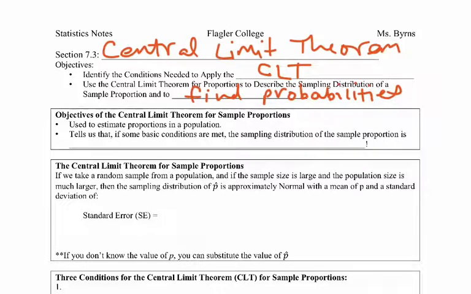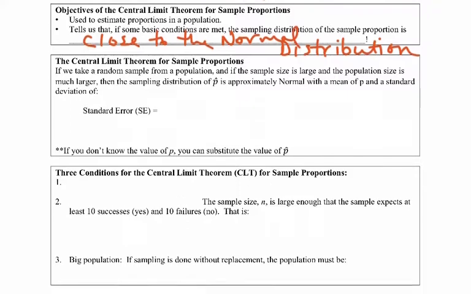If some basic conditions are met, the sampling distribution of the sample proportion is close to the normal distribution. So if you'll remember back to chapter 6 when we talked about the normal distribution, this theorem is going to help us use some characteristics of the normal distribution to make some estimates. So what does the theorem say?